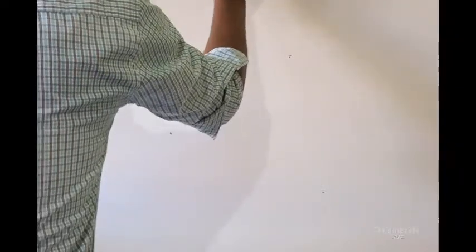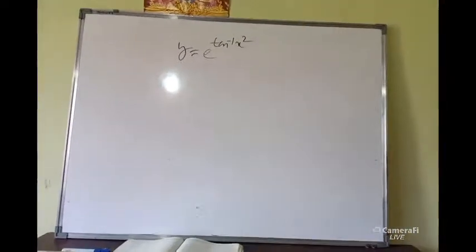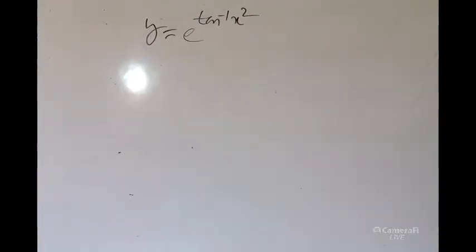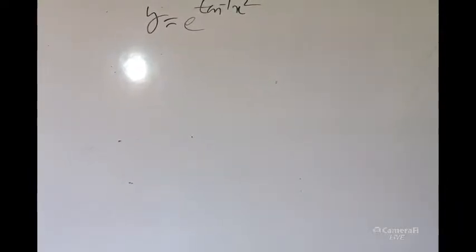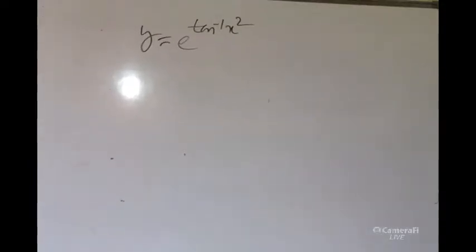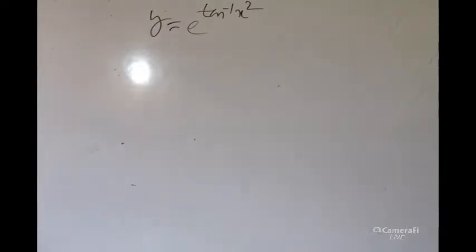Now the question is e to the power tan inverse x square. This is equal to y, and we have to find dy by dx. Is it visible?